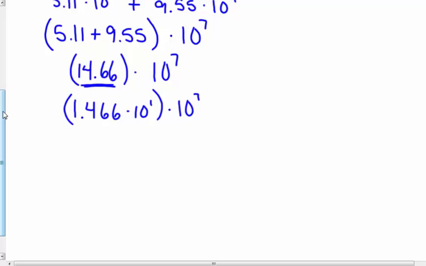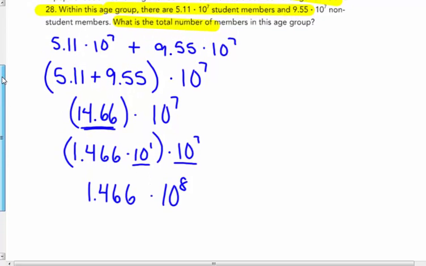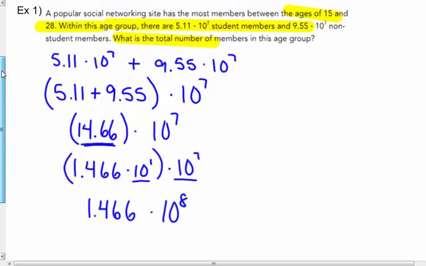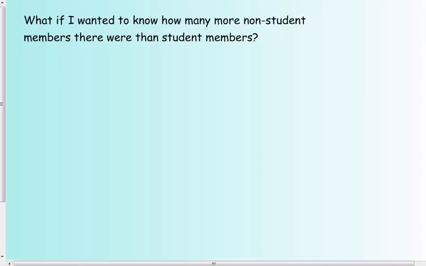So now I'm going to use my product of powers, keep the base and add the exponents, and my answer in scientific notation would be 1.466 times 10 to the 8th. That's the total number of members of students and non-students in this popular social networking group. Let's go to the next example.